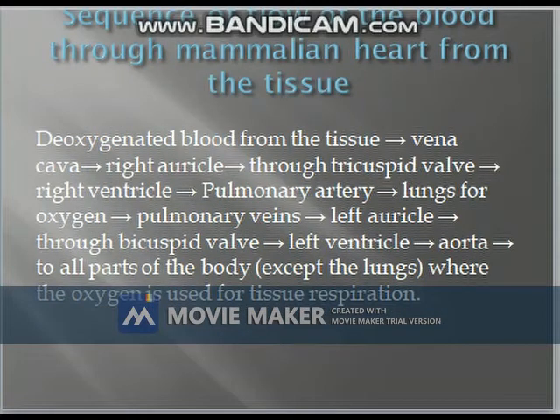So we come to the other part, which is the sequence of flow of blood through the mammalian heart. As an organogram, we have the deoxygenated blood from the tissue to the vena cava, from the vena cava to the right auricle, through the tricuspid valve to the right ventricle, to the pulmonary artery, to the lungs for oxygen, pulmonary veins, left auricle, through the bicuspid valve, left ventricle, aorta, to all parts of the body with the exception of the lungs, where the oxygen is used for respiration.